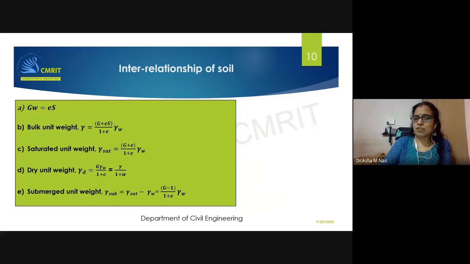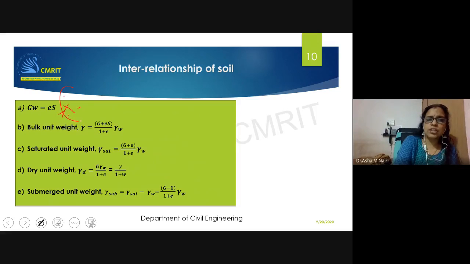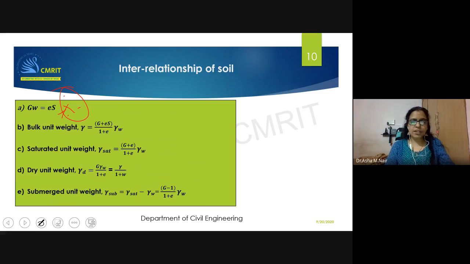So this is the reason why I have given all these problems, all these equations in the first class, so that if you have studied it long time back, then it will be a very good recap for you. So then interrelationships, eS is equal to wG, very, very important. I think we have done around 3-4 problems based on that. Even bulk unit weight, G plus eS divided by 1 plus e into gamma w. Saturated unit weight, which is nothing but G plus e divided by 1 plus e, okay, into gamma w.